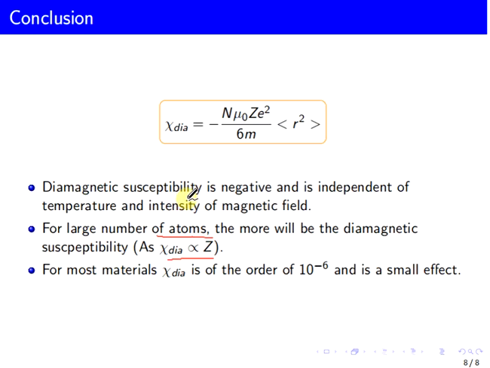For most materials, the susceptibility value of a diamagnetic material is only of the order of 10 raised to minus 6, and this is a relatively very small effect. If you compare with other susceptibility values, this is a relatively small value, so it will be suppressed by other magnetic effects.